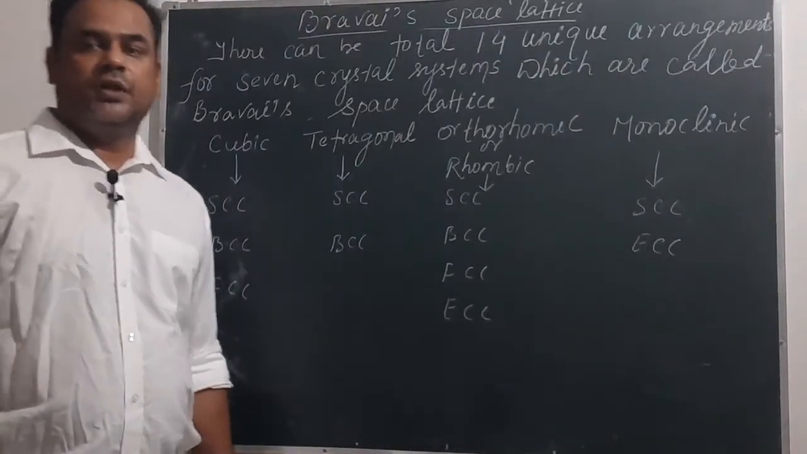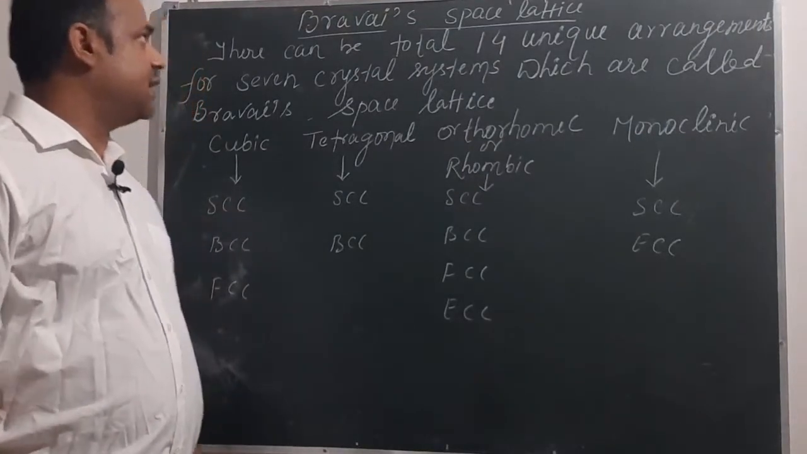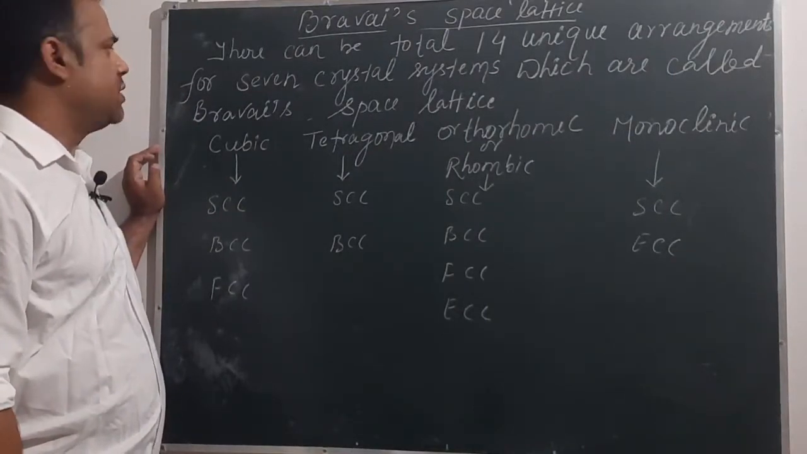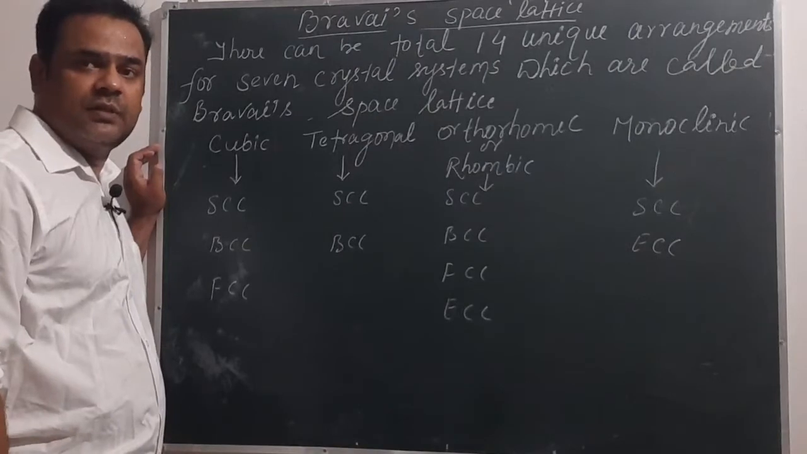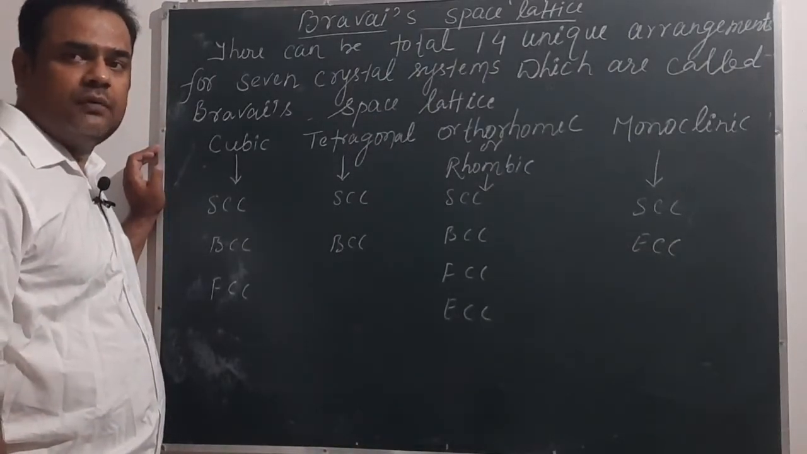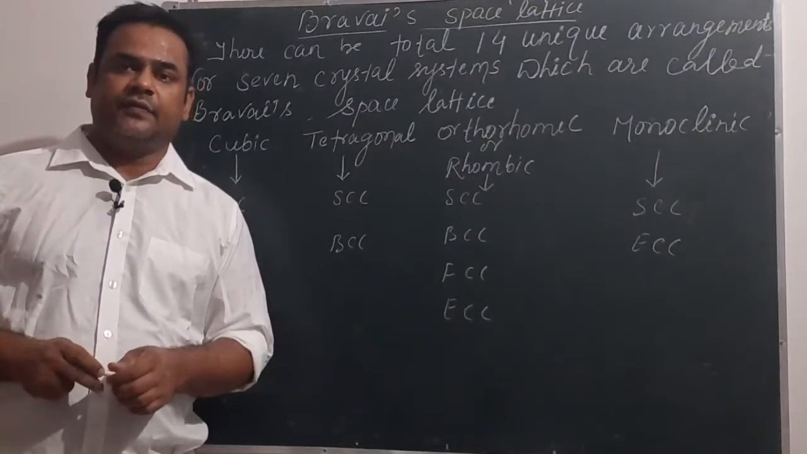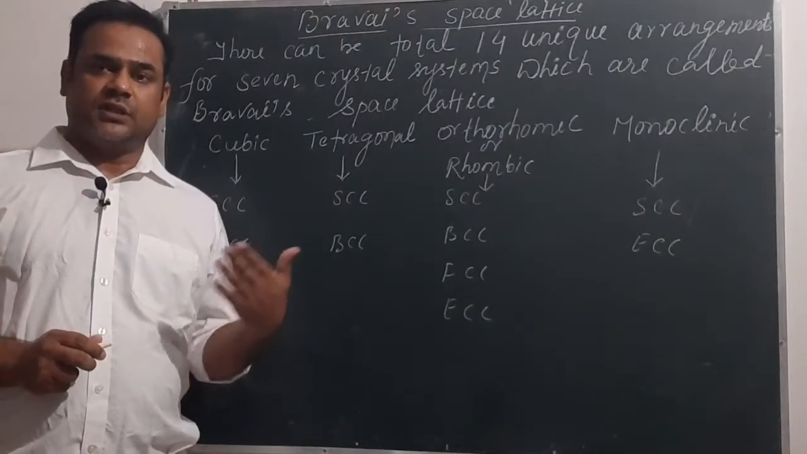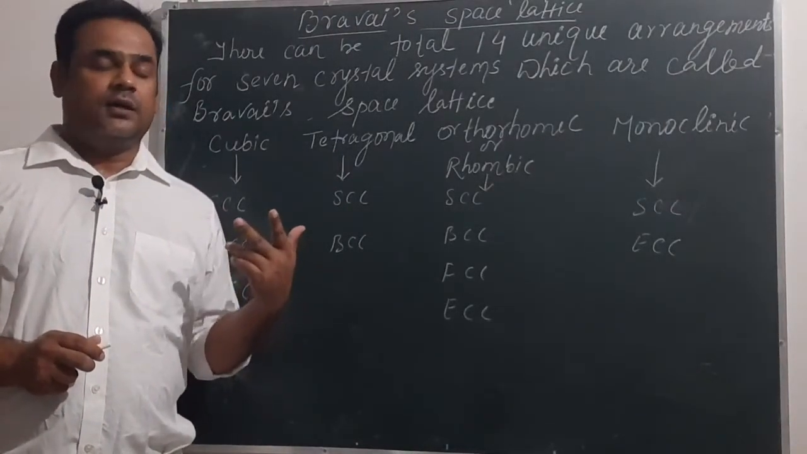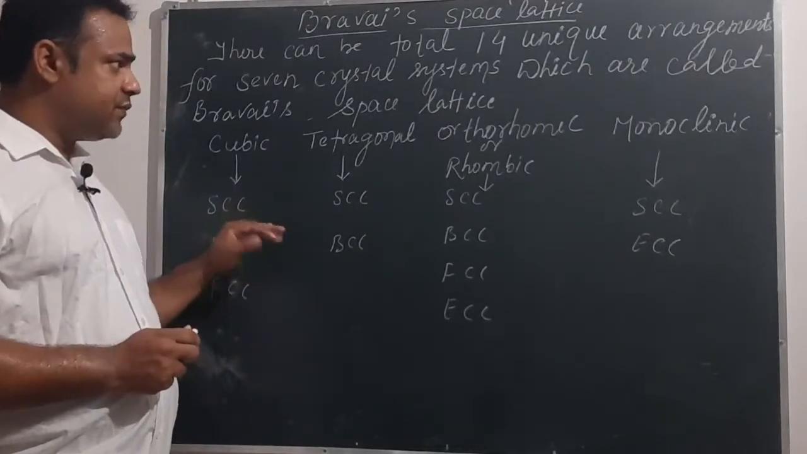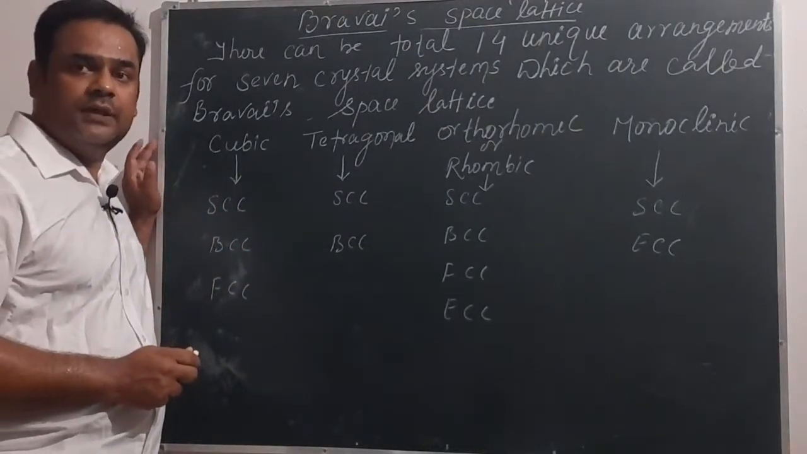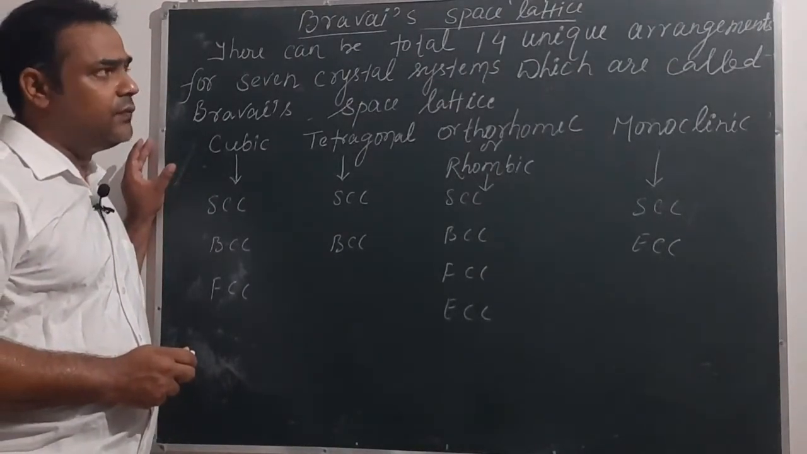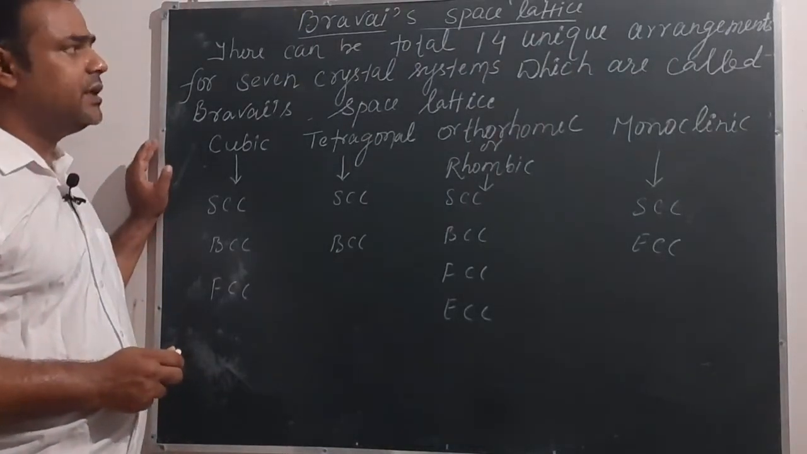Now we are going to see what is Bravais lattice. There can be a total of 14 unique arrangements for 7 crystal systems, which are called Bravais space lattices. We have seen 7 types of crystal systems on the basis of 6 parameters, that is 3 axial lengths and 3 interfacial angles. These are further classified into 14 types of space lattice on the basis of position of constituent particles. And so there are a total of 14 arrangements for 7 crystal systems.